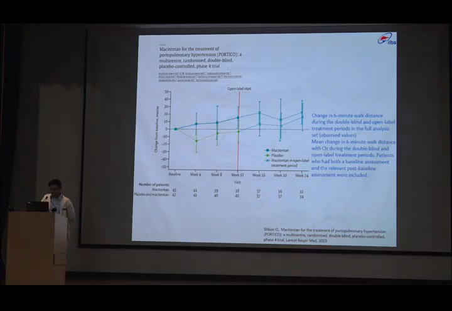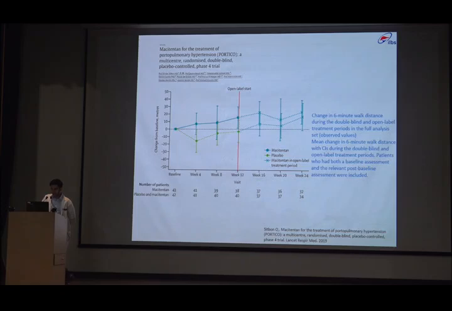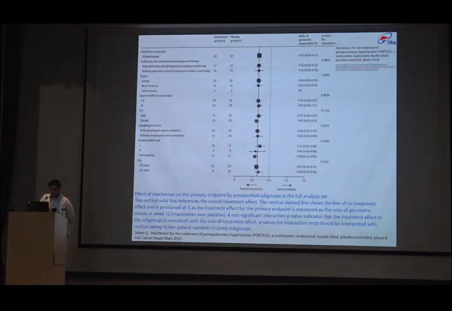For the same trial, PORTICO, the 6-minute walk test showed not much significant difference. And again, for macitentan, the effect on the primary endpoint by pre-specified subgroups is not significant individually, but overall the direction favors the use of macitentan for improvement in parameters.